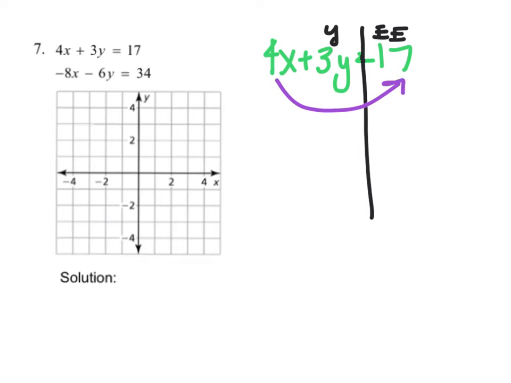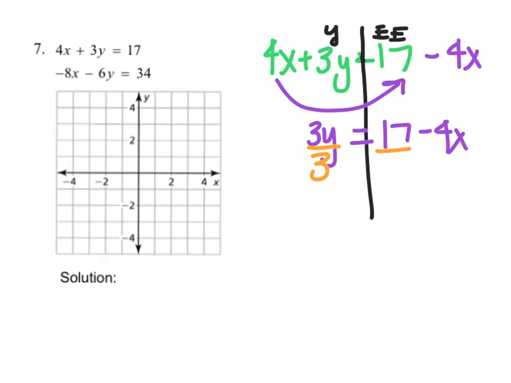And when it moves to the other side, it's going to become a minus 4x. So I have 3y equals 17 minus 4x. And to get y completely alone, I have to divide everything by 3, divide by 3, divide by 3, and I get y equals 17 divided by 3 minus 4/3 x, or 4 divided by 3x.